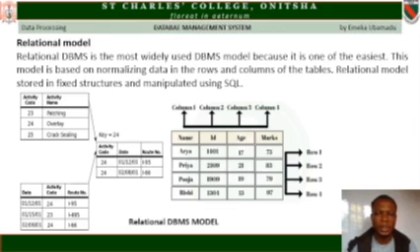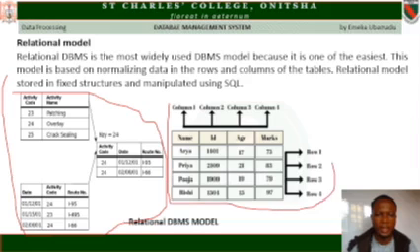This model is based on normalizing data in the rows and columns of the table. Relational models are stored in fixed structures and manipulated using SQL. Now, when you look at the structures below, you will see the example of what? Relational database management system. They are in form of what? A table that comprises columns and rows, which is the most widely used database management.